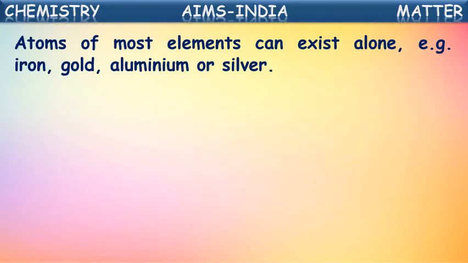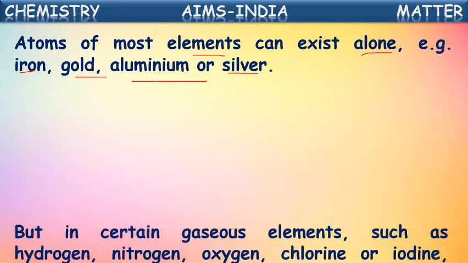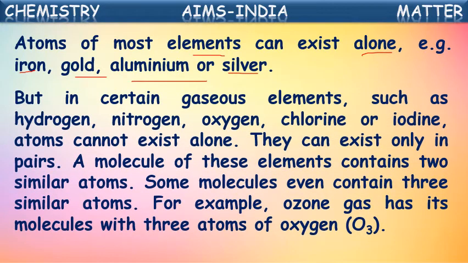Let us see. Atoms of most elements can exist alone. For example, iron exists alone. Gold, aluminum, most of the metals or most of the elements can exist alone. But certain gaseous elements, such as hydrogen, are H2. They need some combination, two hydrogen atoms: nitrogen N2, oxygen O2, chlorine Cl2 or iodine I2.